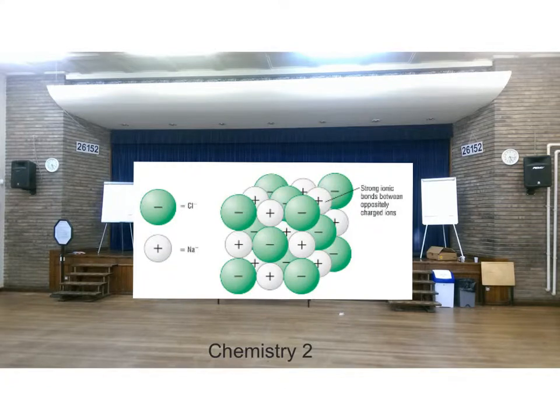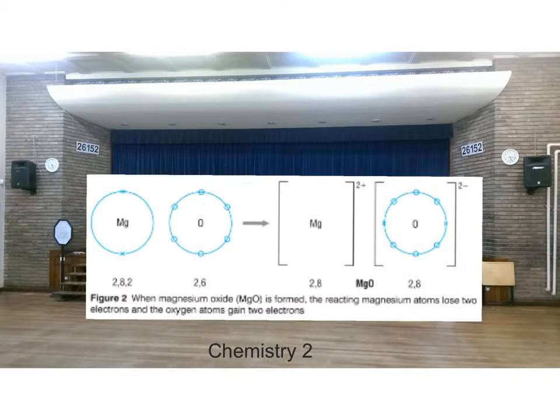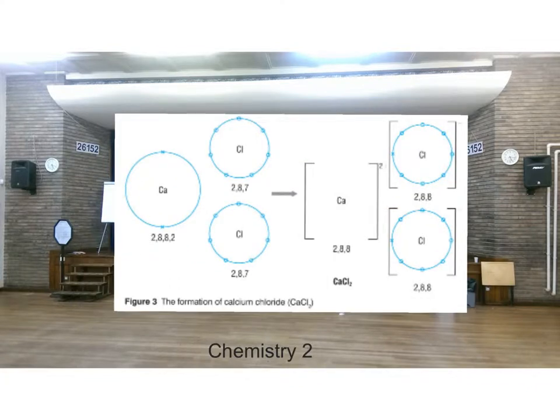Ionic compounds are held together by strong forces of attraction between the oppositely charged ions. This is called ionic bonding. Besides the elements in groups 1 and 7, other elements that can form ionic compounds include those from groups 2 and 6. For example, magnesium and oxygen form magnesium oxide. Calcium reacts with chlorine to form calcium chloride, another ionic compound.